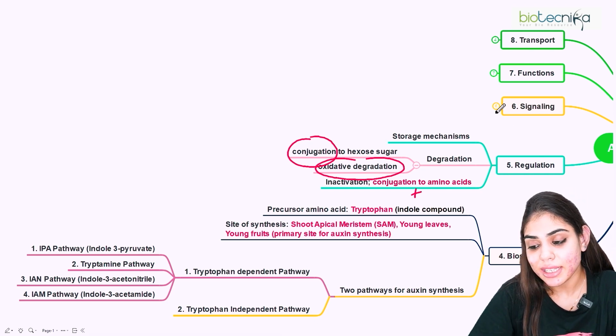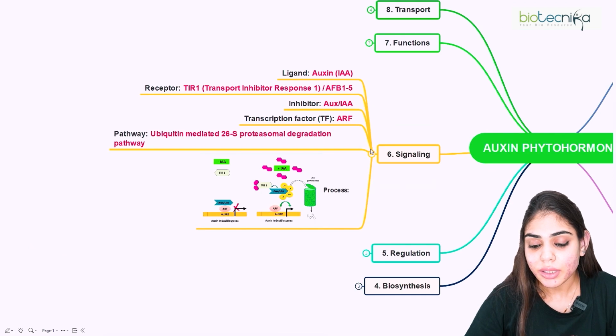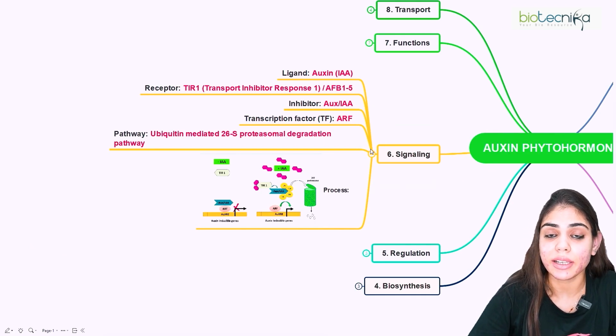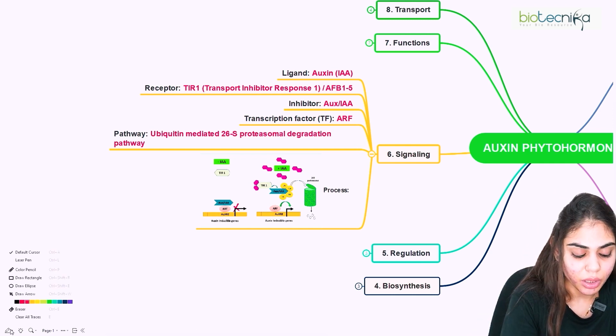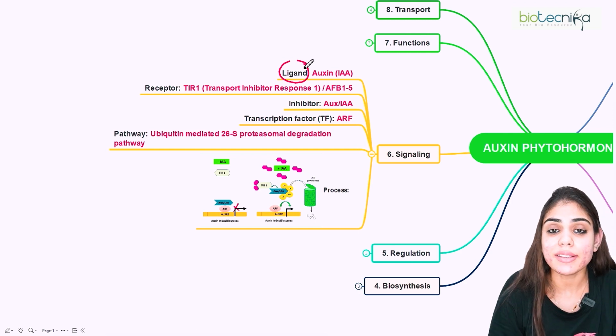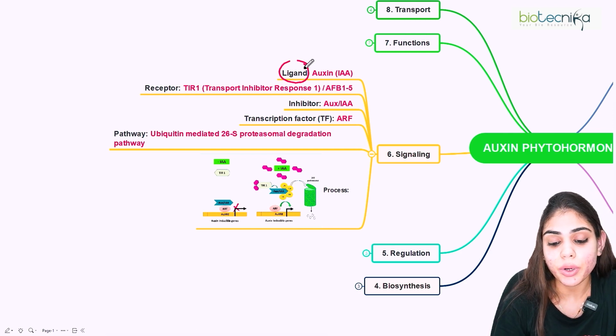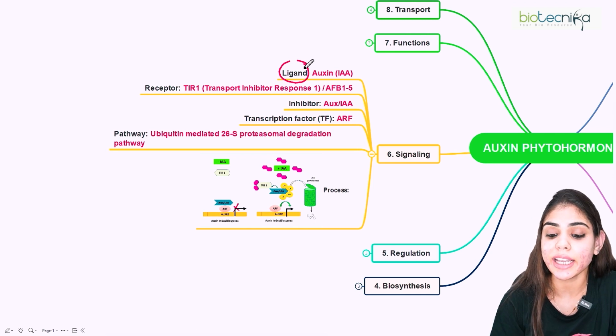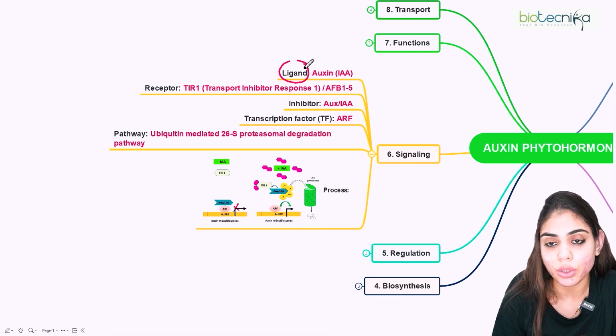Now coming to the signaling pathway. So this auxin that is synthesized in the plant itself is acting as a ligand for this signaling mechanism. So what is the ligand for this pathway? Auxin itself. What is the receptor? That is transport inhibitor response 1, or you can say it in short form, TIR1 or AFB125. So these are the receptors for the signal that is auxin.